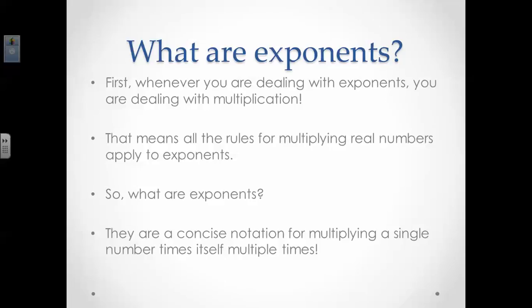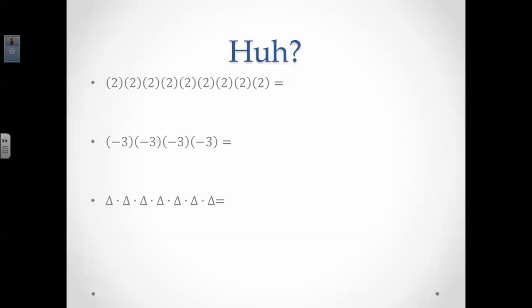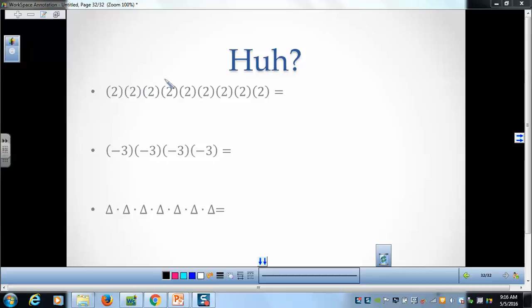Remember that exponents are just multiplication, a precise and more concise notation for multiplying a single number by itself many times. So what does that really mean? In this example, I have 2 times 2 times 2 times 2 times 2 times 2 times 2 times 2 times 2. That gets really old if you have to write that notation many times. We're still multiplying 2, so I have 1, 2, 3, 4, 5, 6, 7, 8, 9. So I have 9 2's being multiplied together.